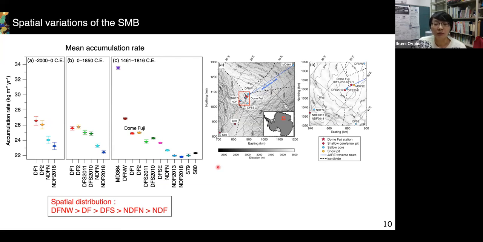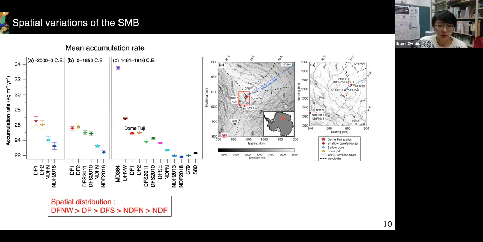Focusing on the region around Dome Fuji station, the accumulation rate at DFNW, which is here, is larger than Dome Fuji. DFNW is located on the windward side of the ice divide. NDF, which is here, is smaller than Dome Fuji. The site is located on the leeward side of the ice divide. And DFS is located about 10 kilometers south of Dome Fuji, and the accumulation rate is slightly smaller than Dome Fuji, but larger than NDF.